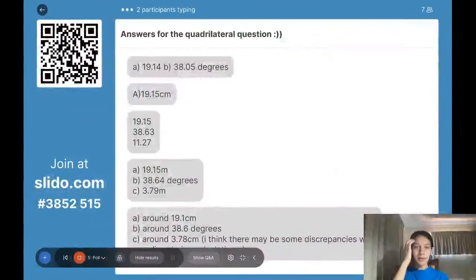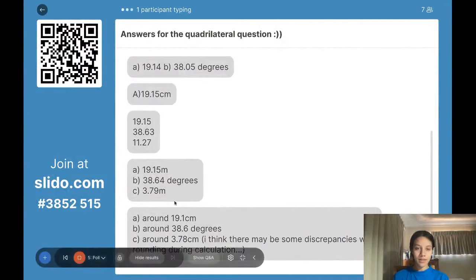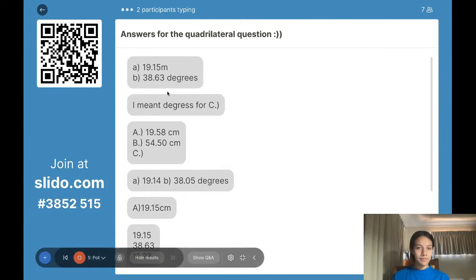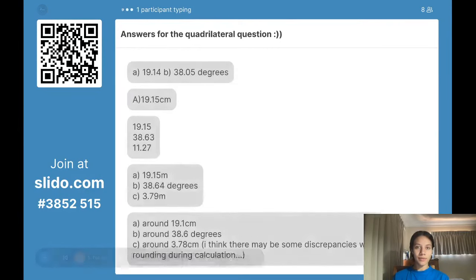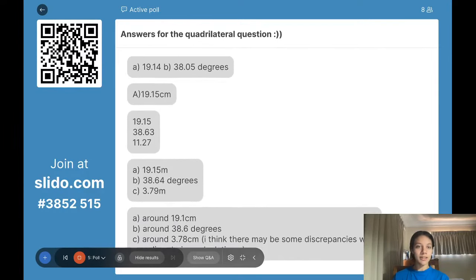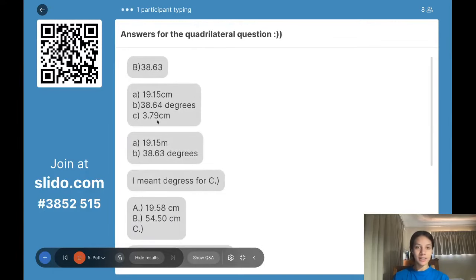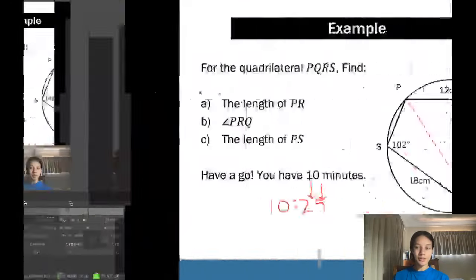Right, it seems like most people are on the same track. And it makes sense that you probably have some differences with rounding. Let's see, 38.63 degrees. Alright, awesome. Got quite a few responses, which is looking good. And it seems like, again, everyone's got the same answer for A, which is very good to see. Alright, keep chucking them in, and I'm going to start going through the answers.